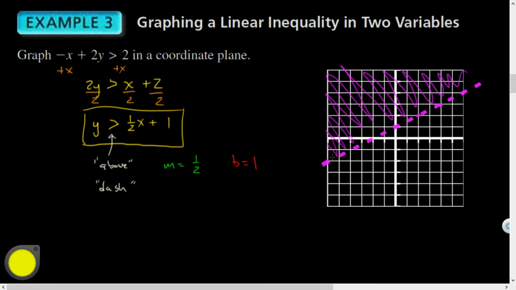Is 0, 0 a solution of this? Is the origin a solution of this right here? No, it's not in the shaded region. How about this point? Is 2, 2 a solution? No, it's on a dashed line, so that means the solutions were everything up to it but not including it. How about 2, 3? Yeah, 2, 3 would have been a solution, right?